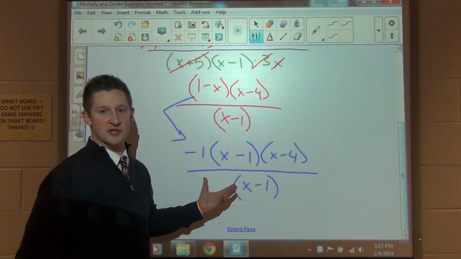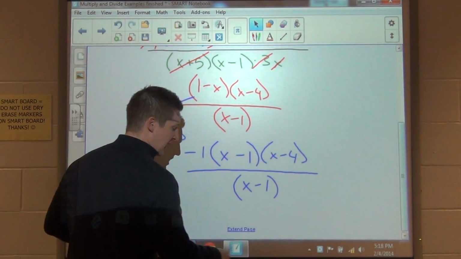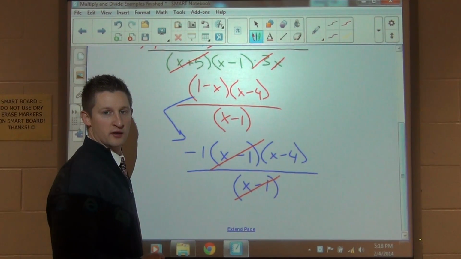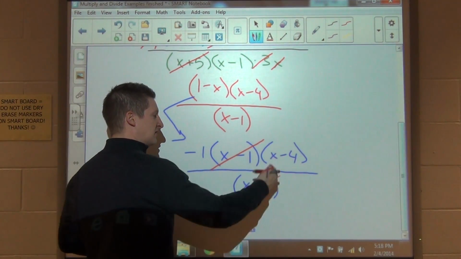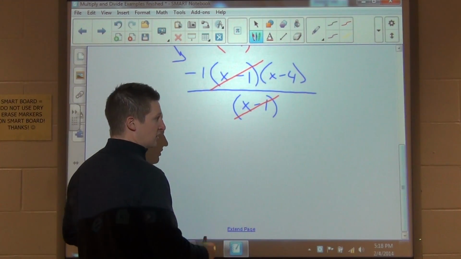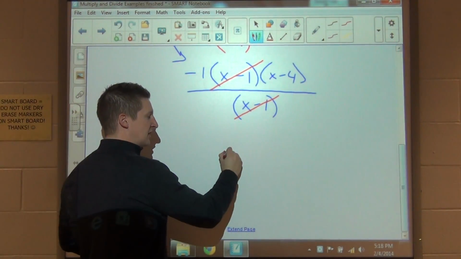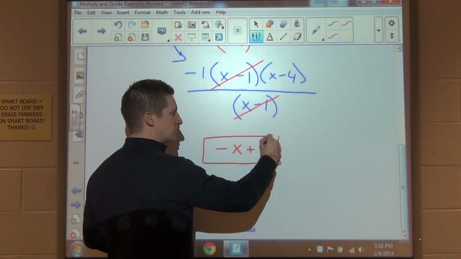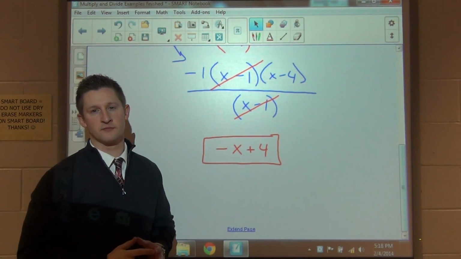And now, because I manipulated the 1 minus x, factored out a negative 1, I'm able to then cancel a common factor of x minus 1. This leaves me with a negative 1 times x minus 4, which I would simplify. I would probably distribute the negative 1 and make it negative x plus 4 for the final answer to that multiplication of two rational expressions.